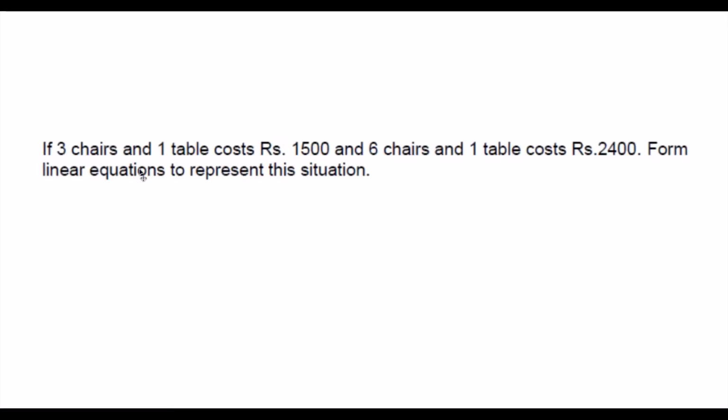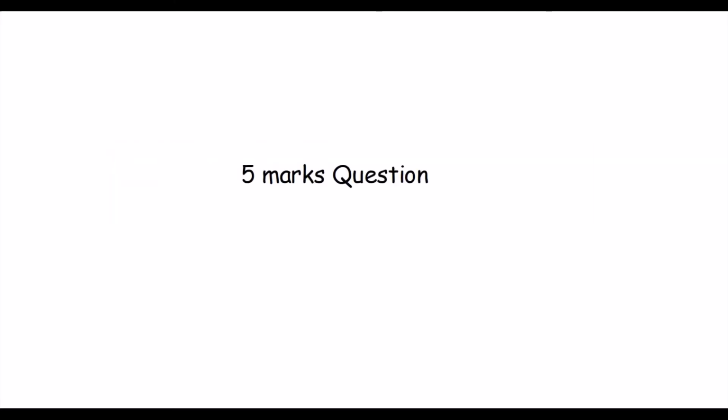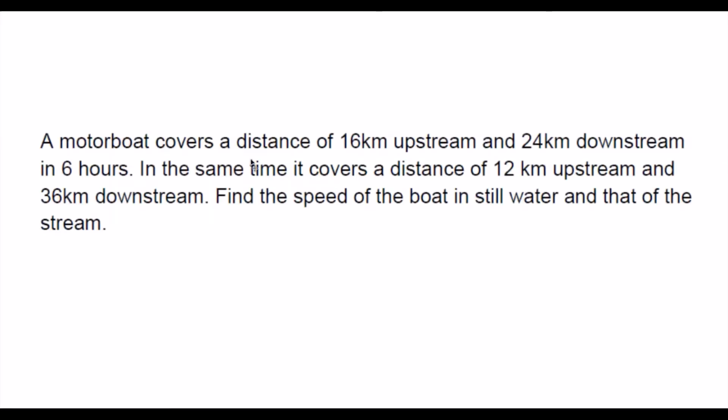Now this is the second question. A question is given, a condition is given, you have to form a pair of linear equations. Here is your answer. Do verify your answer. Now let us look at the 5-mark question. The 5-mark question is a motorboat question to find out the speed of the boat in still water and that of the stream.